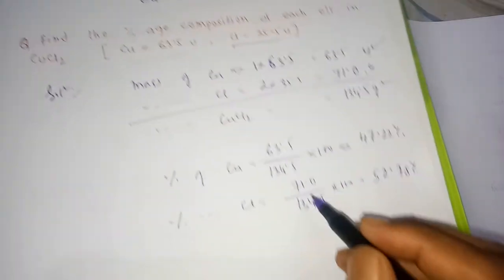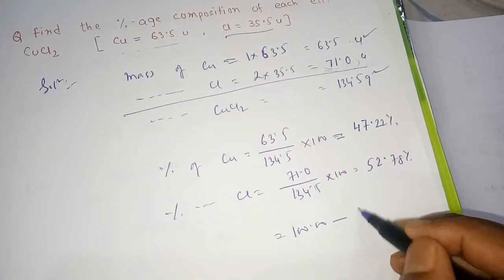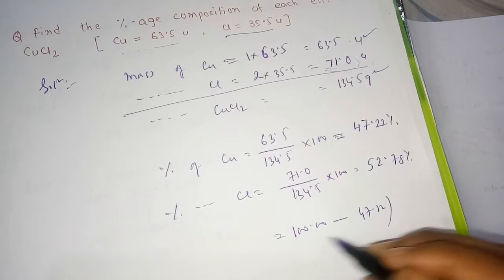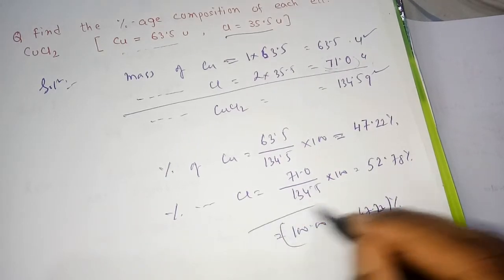That can also be calculated as 100 minus 47.22. That also gives you the same result.